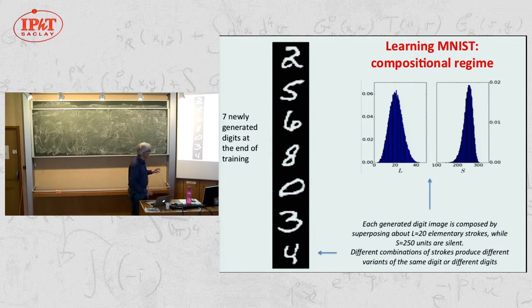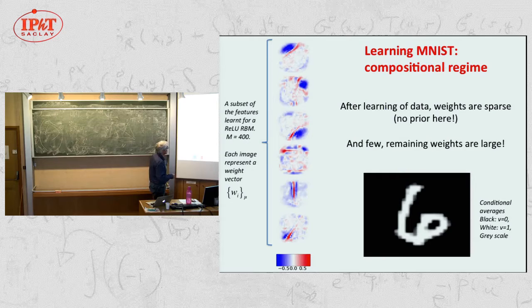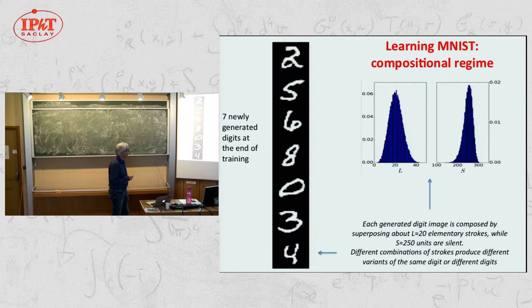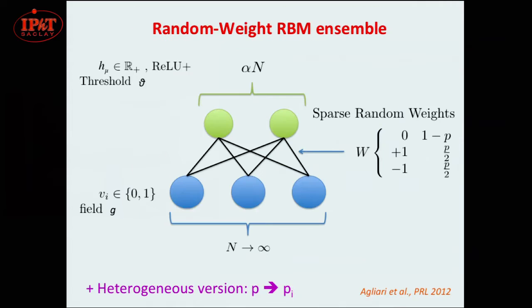So what that means is that each visible configuration here is built from the strong activation of about 20 features. So you define local patches, and the combination of these patches is actually building some digit. And you have a sea of weakly activating things and a lot of silent ones. So this is a sparse encoding.